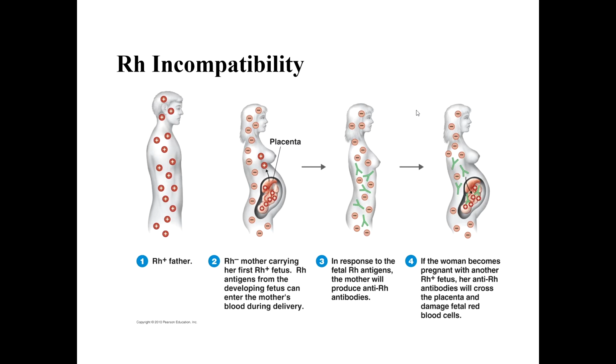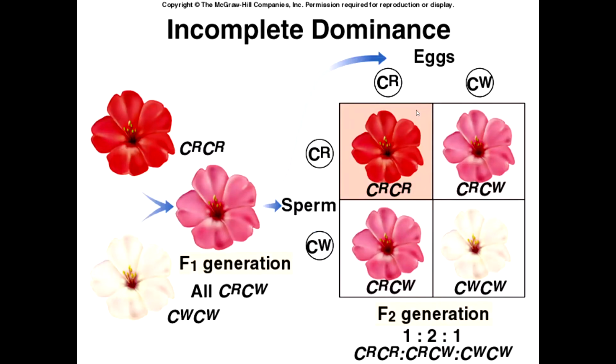Okay, moving on to incomplete dominance. Incomplete dominance is a case where neither allele is dominant over the other, and in the heterozygous condition, they actually blend. This is the case, for instance, in snapdragons, these flowers you see here, where the red flower color and the white flower color are incompletely dominant. In the heterozygous condition, they show up as pink.